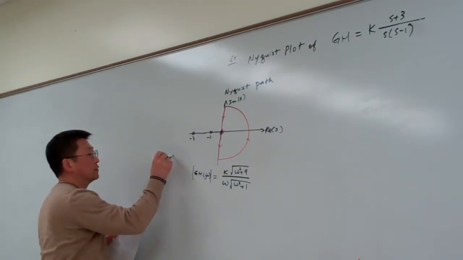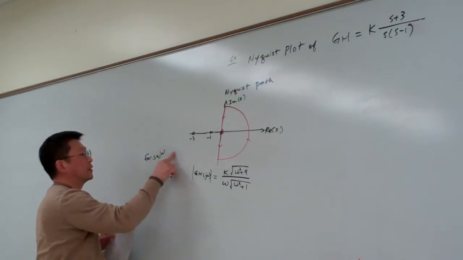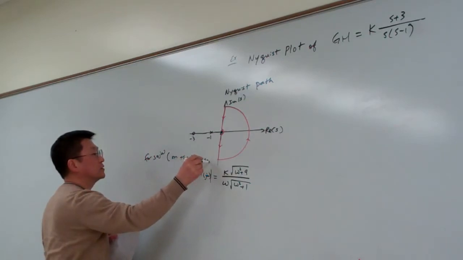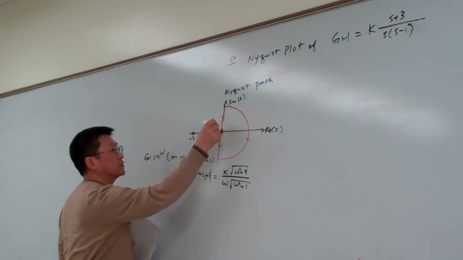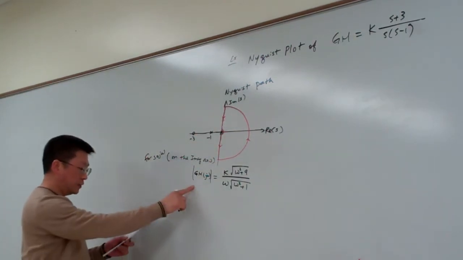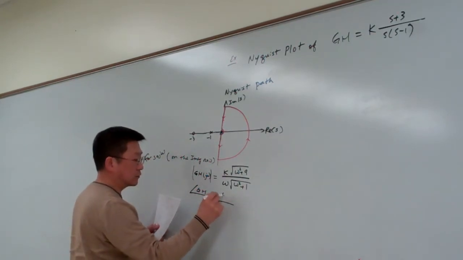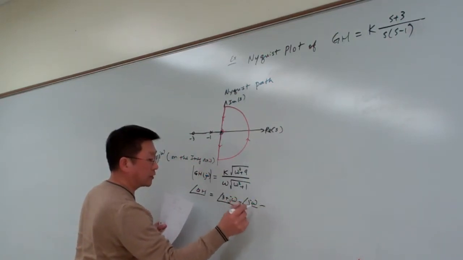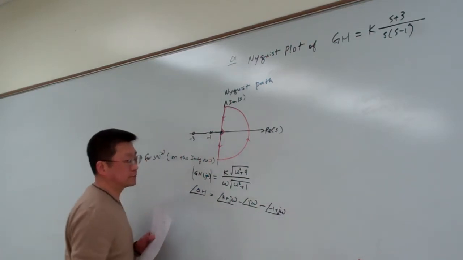So for S equal to J omega, that means on the imaginary axis. Okay, so let me deal with the point until here first. Here we have this one, and the angle I get is 3 plus J omega, minus J omega, and minus 1 plus J omega.